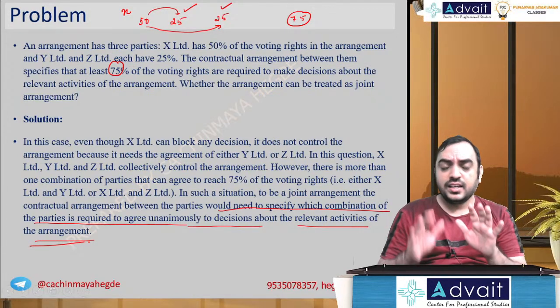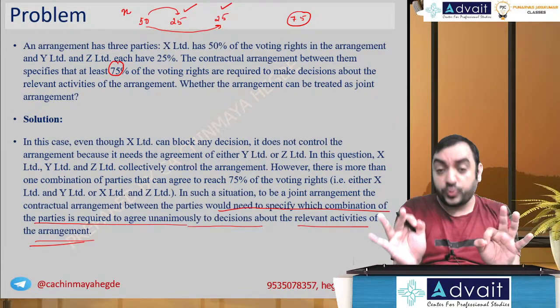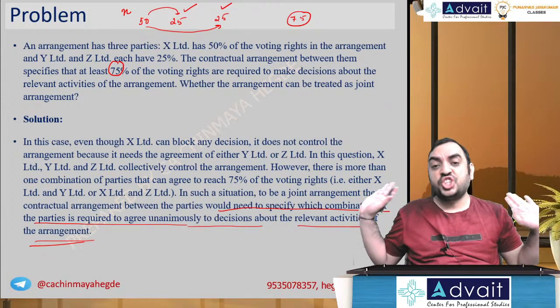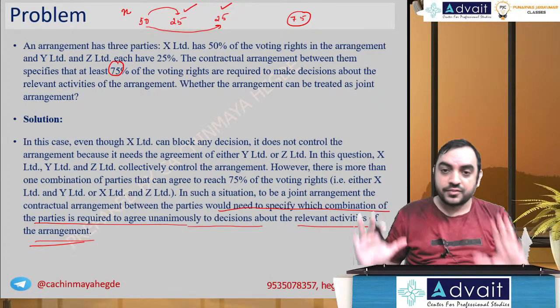So basically, they are telling us if there is no contractual arrangement between the parties, there is no joint control. Fine.